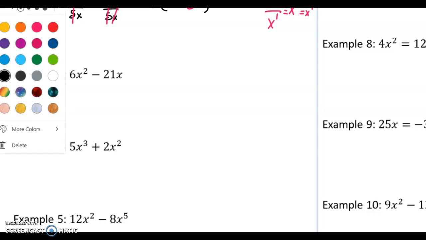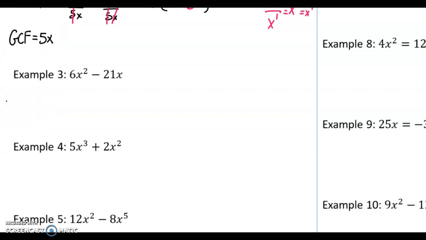All right, so in the 6 and the 21, a 3 can go into both. So the GCF is going to start with a 3. And then the lowest power of the variables is just x. So it's going to be 3x.